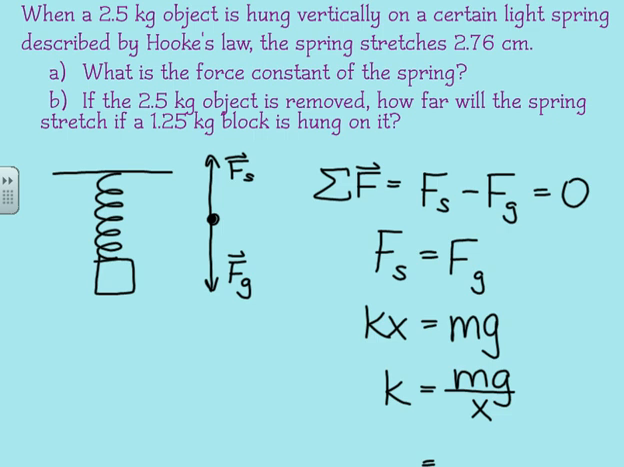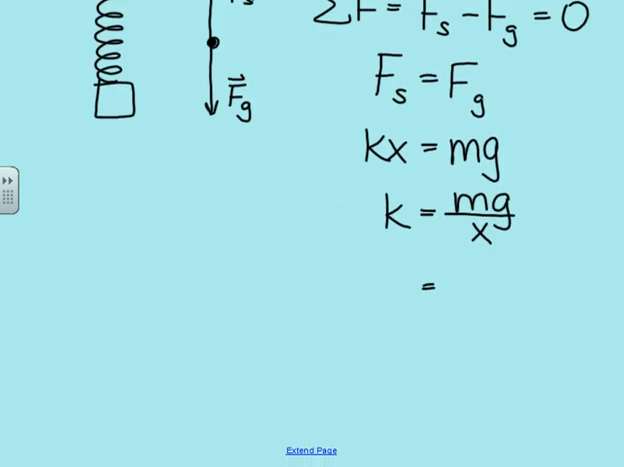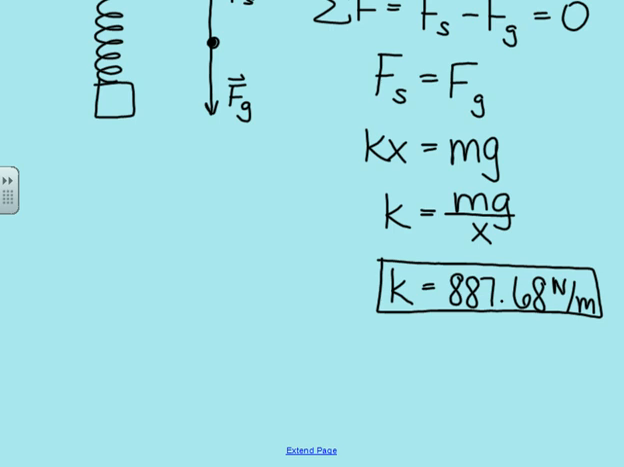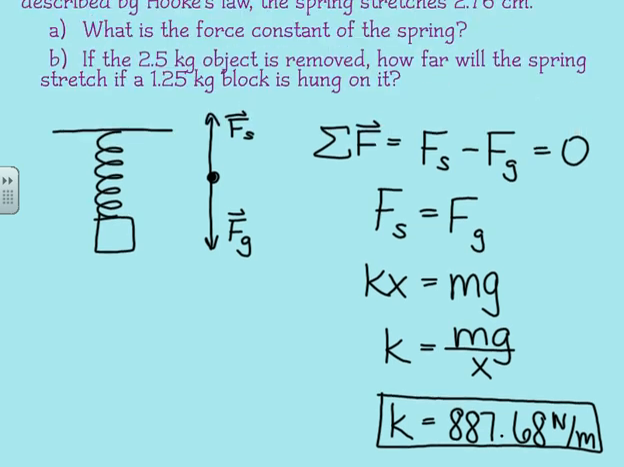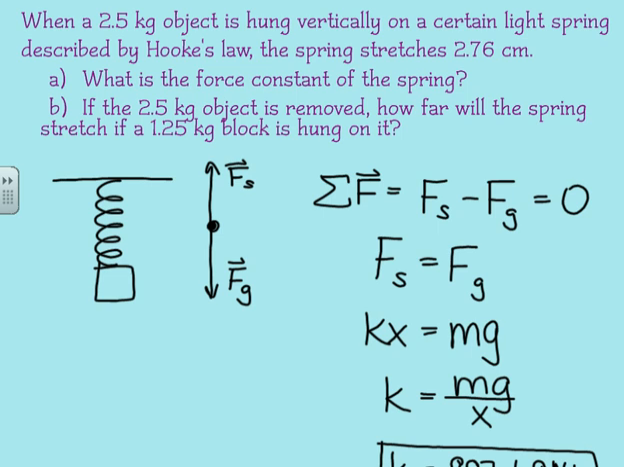Now, of course, we must convert that number so that we have 0.0276 meters. When you plug that all in to your calculator, you find that we have a very large k. 887.68 newtons per meter. While that's a large number, that is still a very reasonable spring constant. Part B wants to know how far the spring will stretch if a different block is hung on it. Take a moment now to try this problem on your own and see how you do.